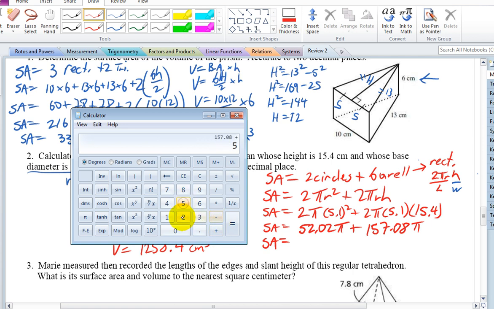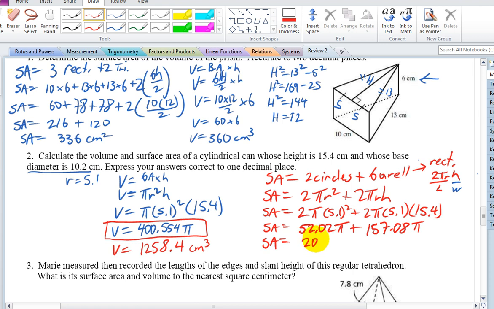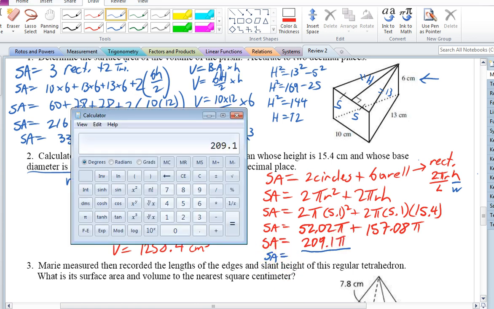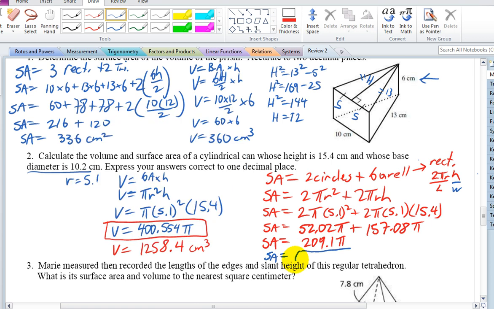Plus 52.02, 209.1 pi. So a lot of times that will be your final answer. It's a multiplication. Okay, so it's a number times pi. Then you can go to your calculator. Centimeters squared.